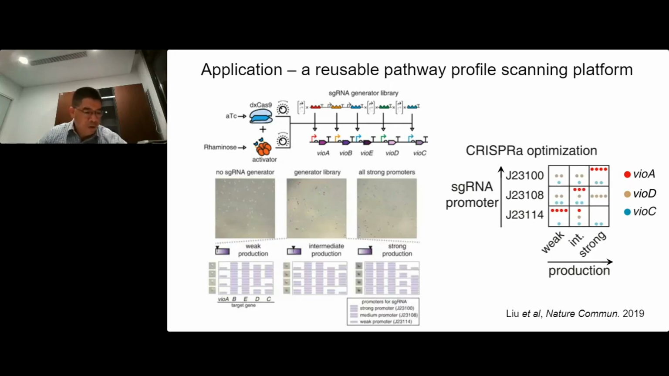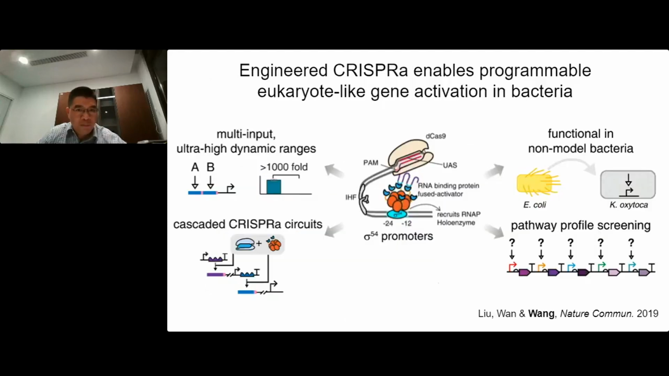As shown in the middle left panel, our CRISPR system with this generating library can produce cell colonies of diverse production profiles, in contrast to the controls with either a weak guide RNA generator or a generator with all strong promoters. The representative 4 colonies corresponding to weak, intermediate, and strong production were then sequenced to compare the pathway transcriptional activation patterns. On the right panel, it shows that the expression level of the VioA gene, in red dots here, is vital to the violacein production level in this pathway.